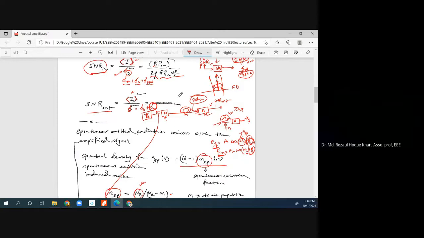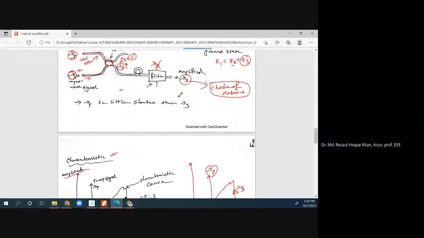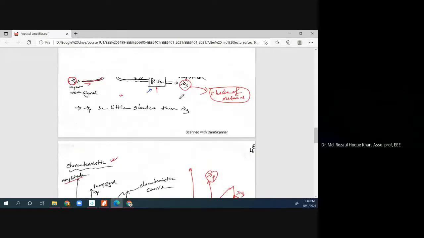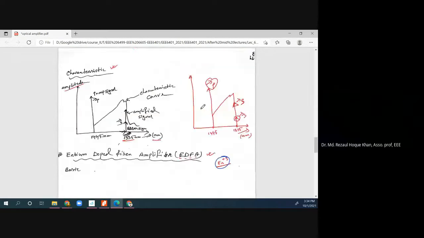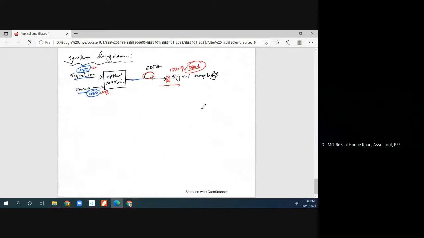Okay, that's all about our amplifier noise. I will discuss one more topic, which is the optical modulator. That's one topic that can be discussed in this scheme.